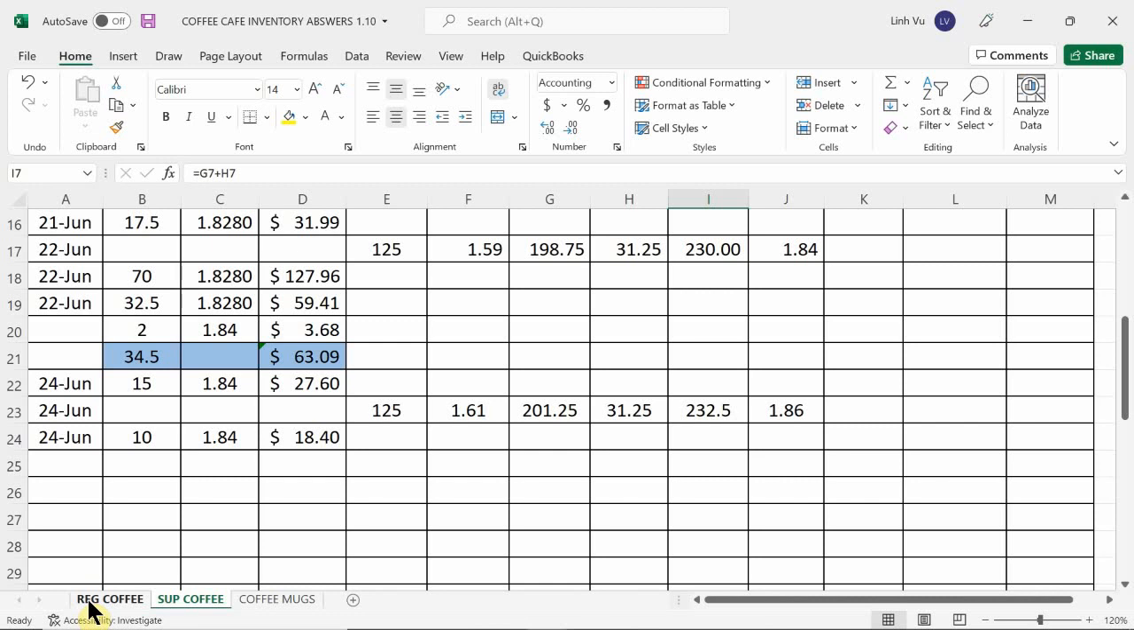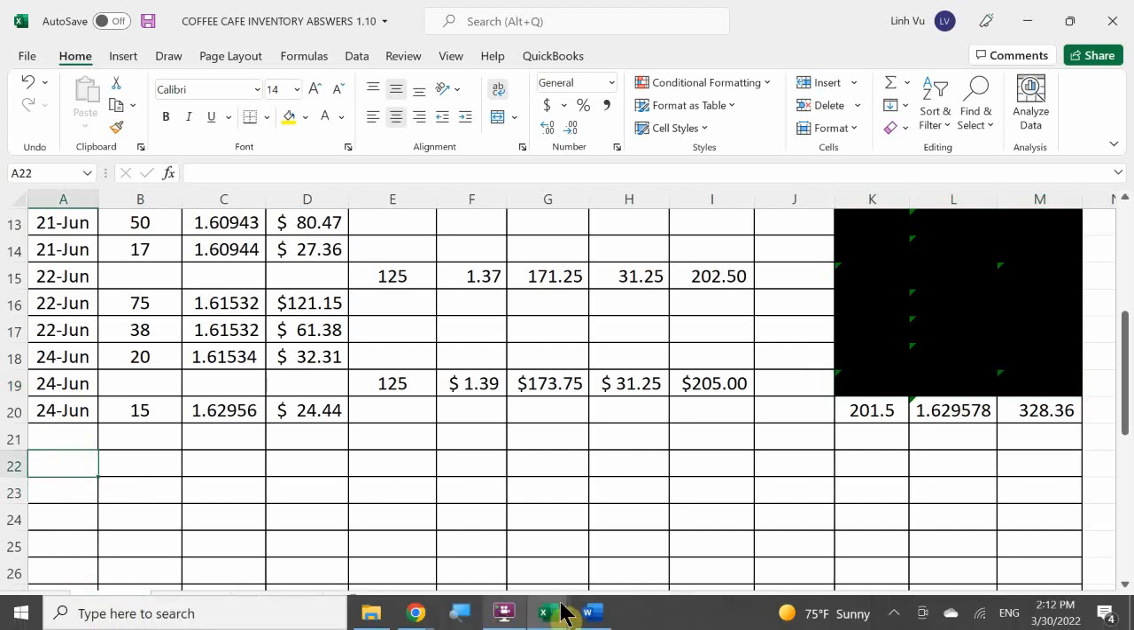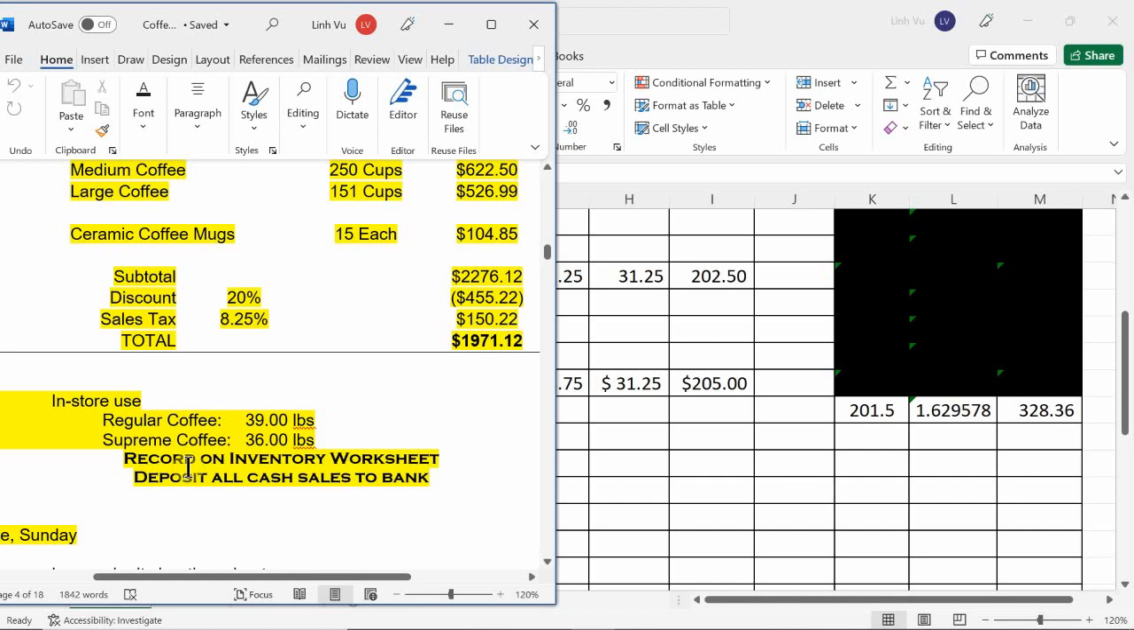Or redo the whole thing from the 23rd and fix it all from there, okay? And then again, you'll get different answers there. But because we recognize that we made a mistake and we're trying to correct it right now, I want you to do it this way first. Okay? So for my regular coffee, we used up 39 pounds and then we used 36 pounds of the Supreme coffee. So in this case, 39 pounds of regular and 36 pounds of Supreme.